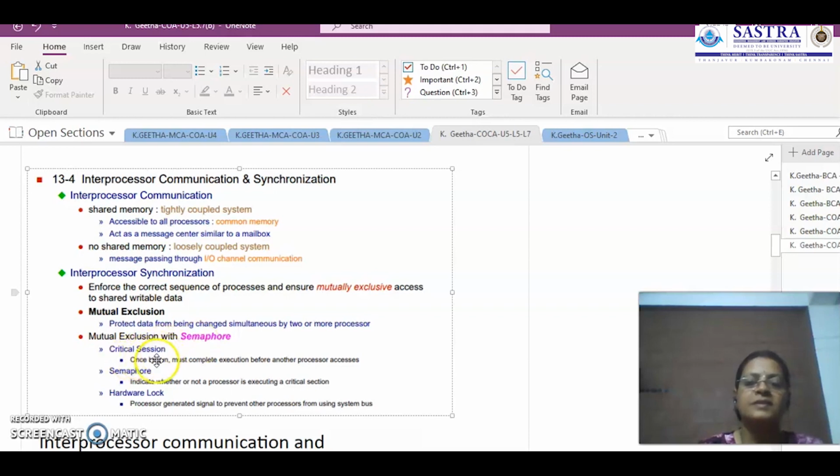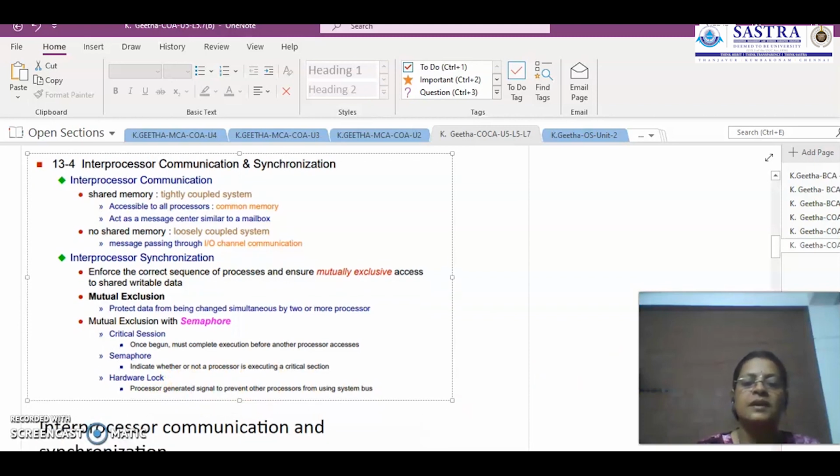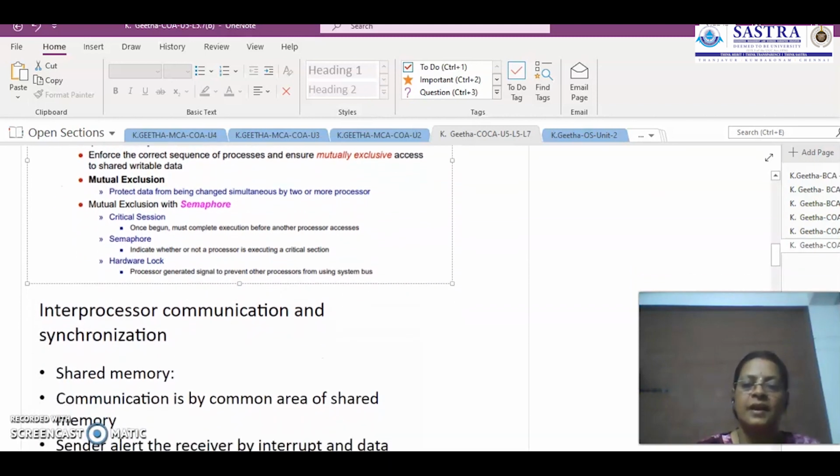And a critical section, once it has begun, has to complete its execution before another process accesses this region. And the hardware lock, which is already discussed, is nothing but a mechanism available at the hardware level that can ensure this synchronization process effectively and efficiently.